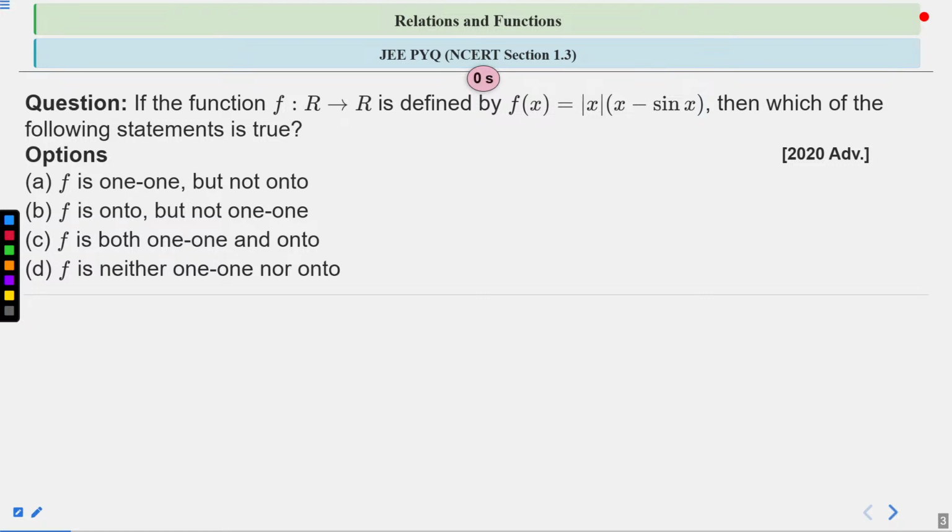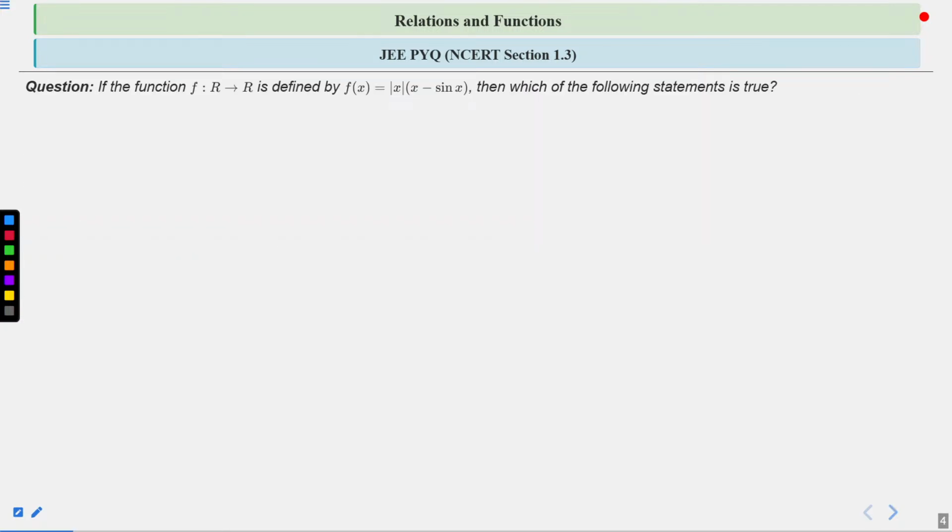Okay, let us move to the solution part. The question was, if the function f from R to R defined by f(x) equal to absolute value of x into (x minus sin x), then which of the following statements is true? Many are saying option B is correct. Let us see. So option C will be the correct answer, right? f is both one-one and onto. Let us check how it is both one-one and onto.